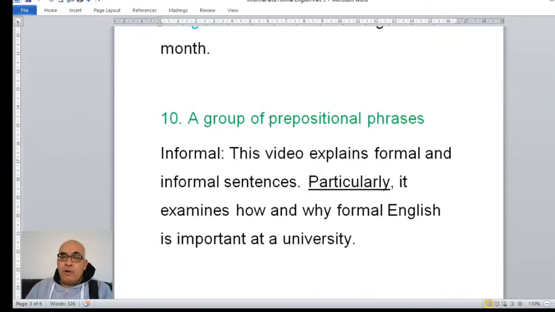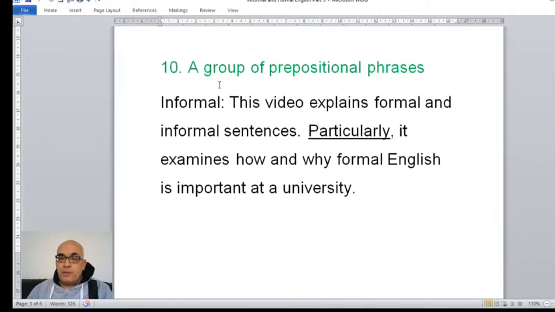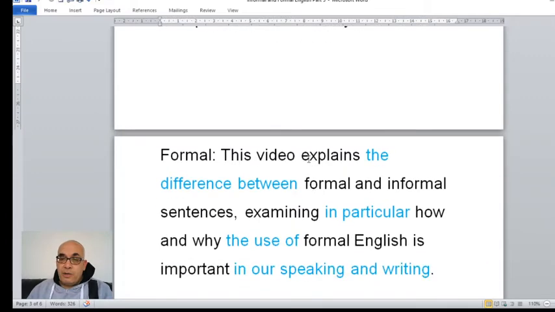Now, a group of prepositional phrases. So this video explains formal and informal sentences. Particularly, it examines how and why formal English is important at a university. So if you look here, this sentence is informal. How do I make it formal? This video explains the difference between formal and informal sentences, examining in particular how and why the use of formal English is important in our speaking and writing.